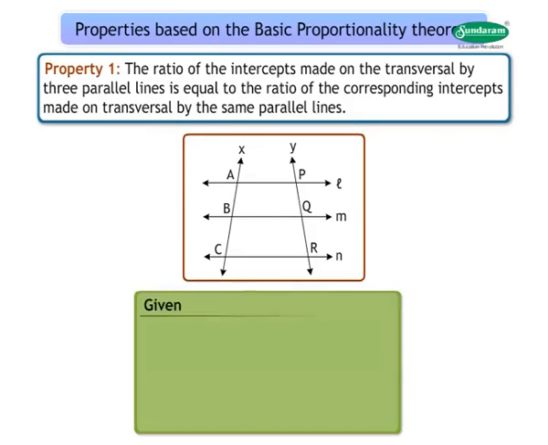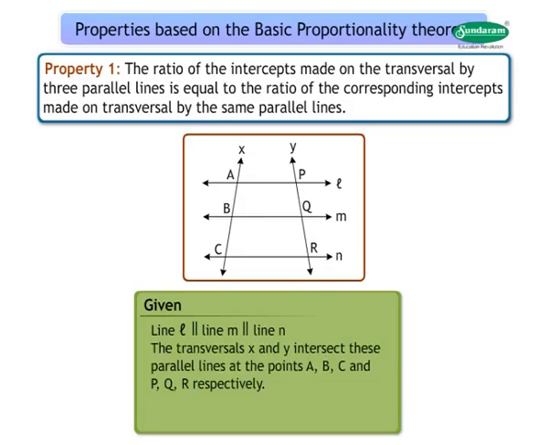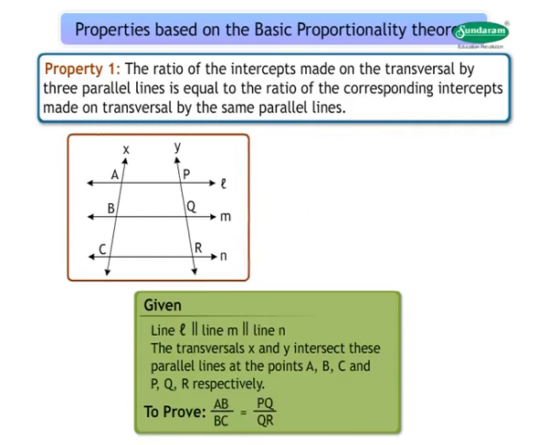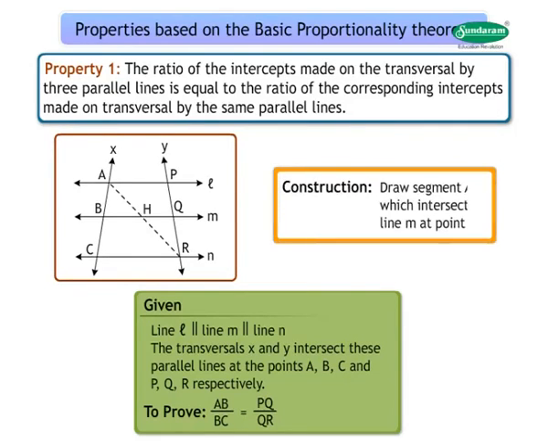It is given that line L is parallel to line M is parallel to line N. The transversals X and Y intersect these parallel lines at the points A, B, C and P, Q, R respectively. To prove, AB upon BC is equal to PQ upon QR. Construction: draw segment AR which intersects line M at point H.